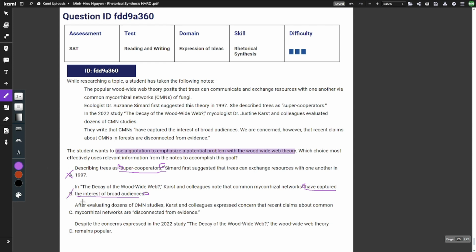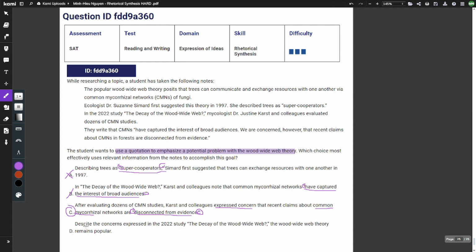Let's look at C. After evaluating dozens of CMN studies, Karst and colleagues expressed concern that recent claims about common mycorrhizal networks are disconnected from evidence. So of course, we do have a problem right here because they're expressing concern about these bad things and how they're disconnected from evidence. And of course, it also uses a quotation because we see these quotation marks right here. So C is our answer.